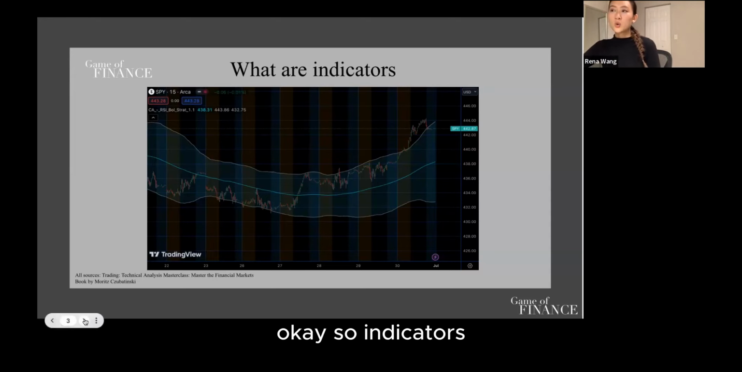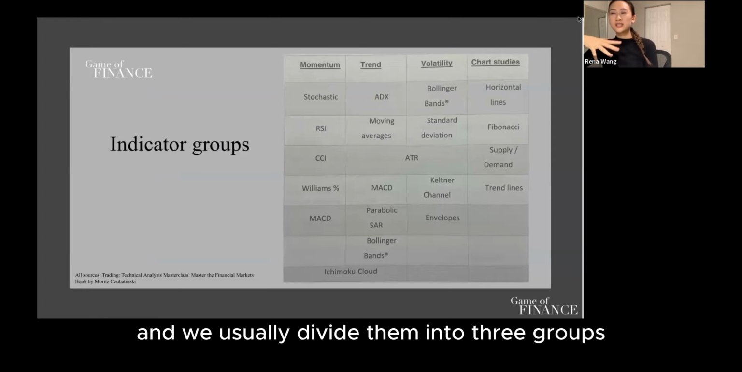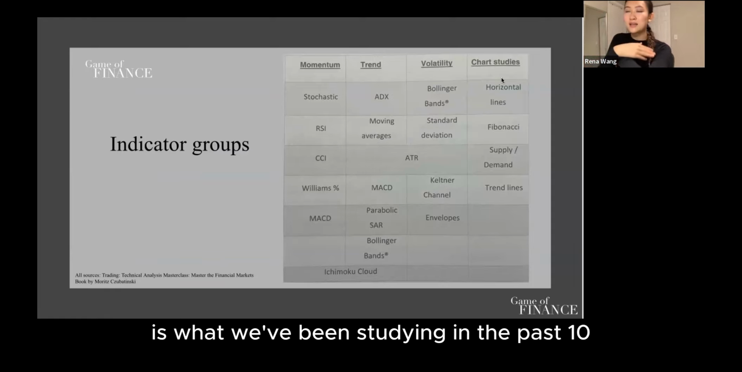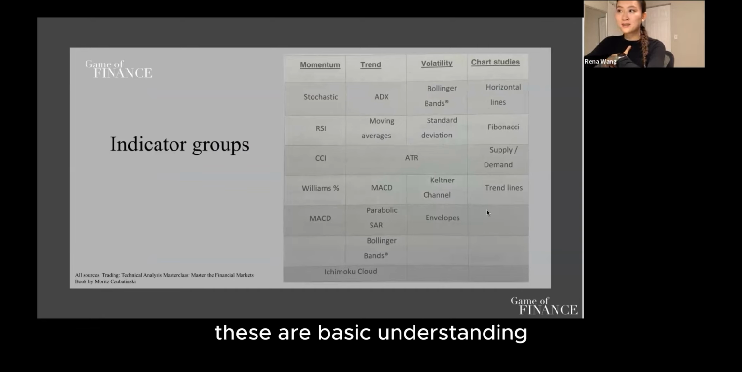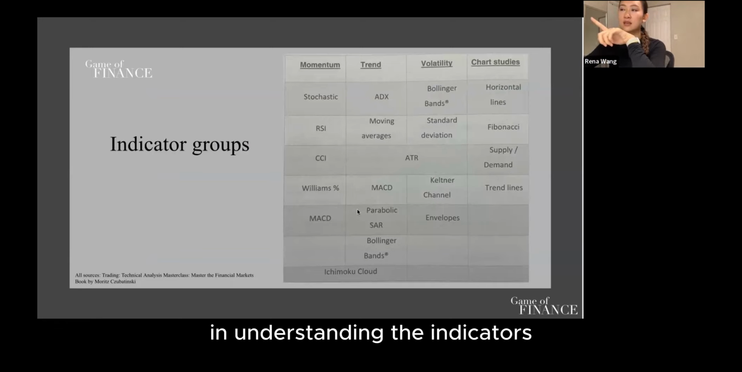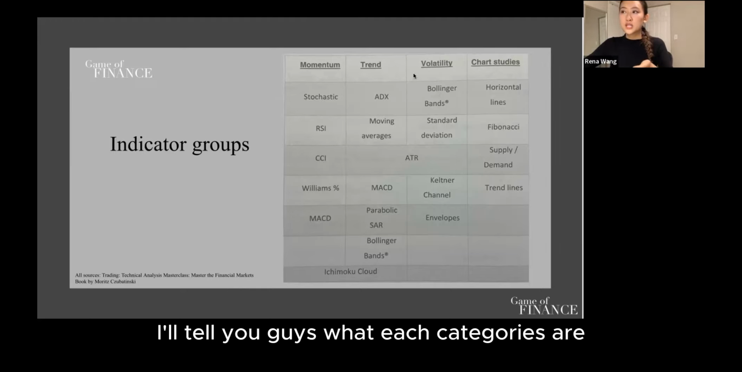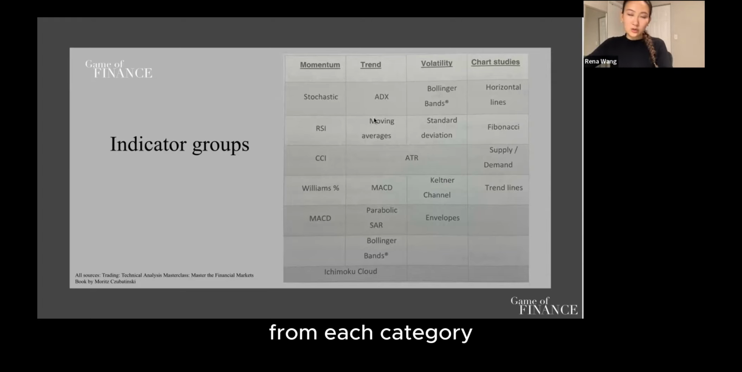Okay, so there are numerous indicators, and we usually divide them into three groups: momentum, trend, and volatility. The third one, chart studies, is what we've been studying in the past 10, 11 classes. So these are basic understanding for understanding the indicators. I'll tell you what each of these categories is, and we will be teaching one indicator from each category.